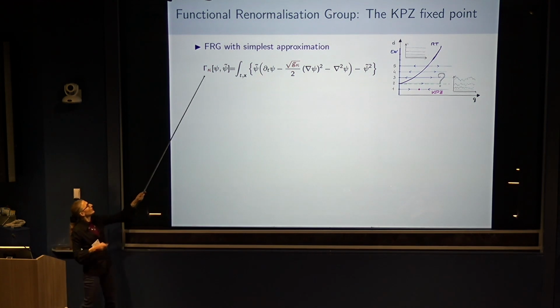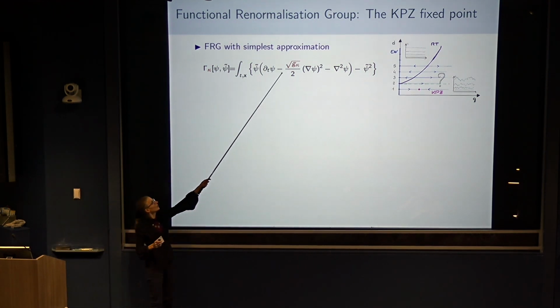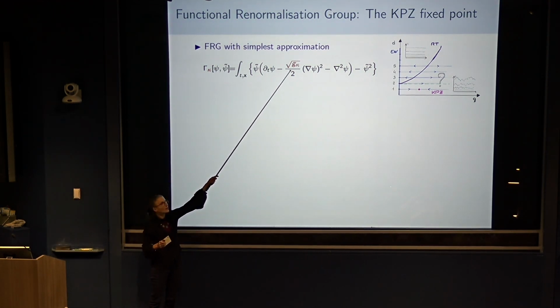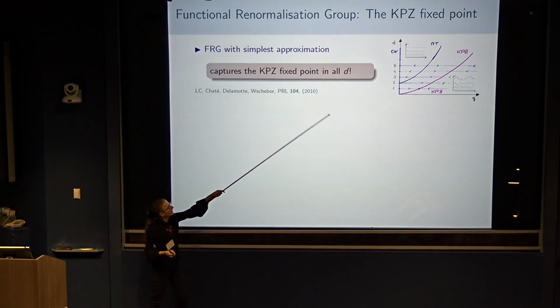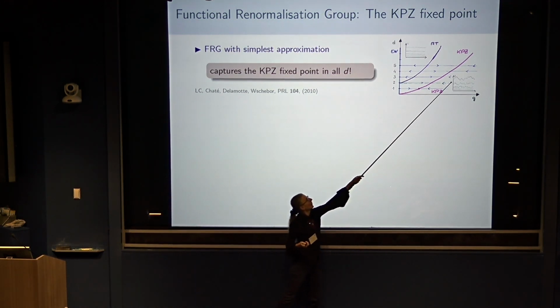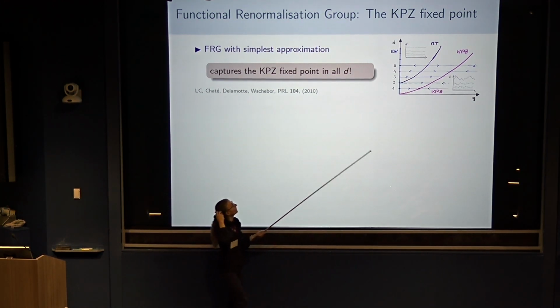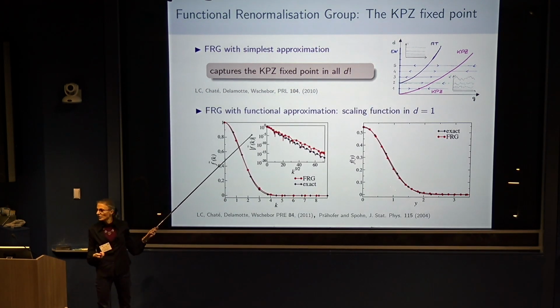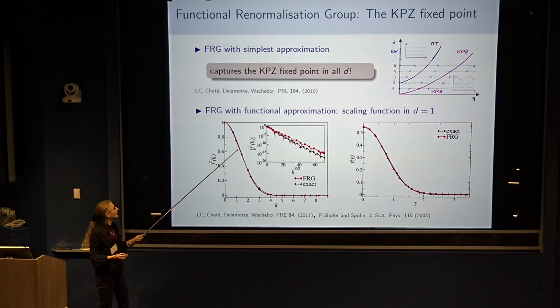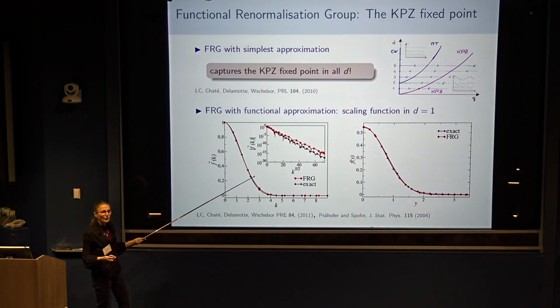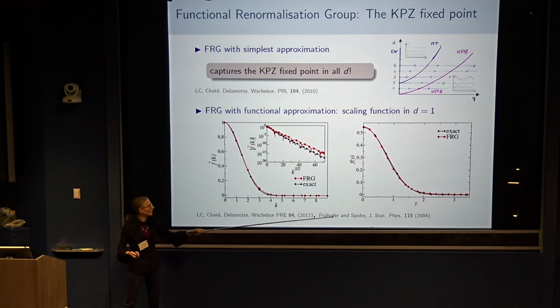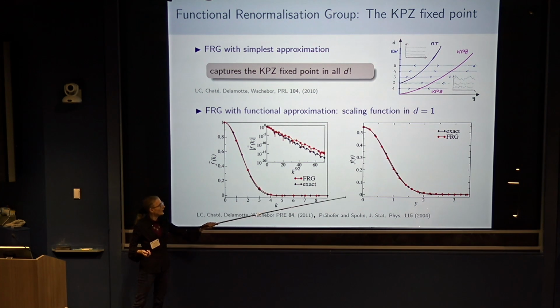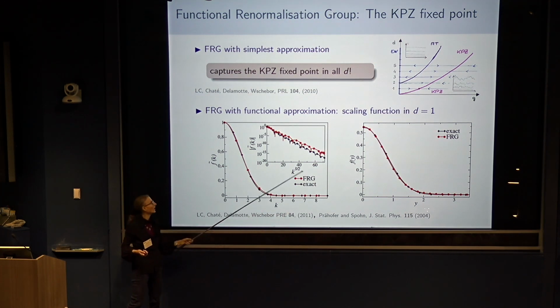So first, within the very simplest approximation, so just looking at the running of this coupling, you do find the KPZ fixed point. So you're already beyond the perturbation theory at any order. And if you refine your approximation a bit, well, in 1D, you can compare with the exact result. And this is a result for the scaling function, so the correlation function. And it's compared to the result of Prähofer-Spohn, and you see that you have a really, really precise agreement.